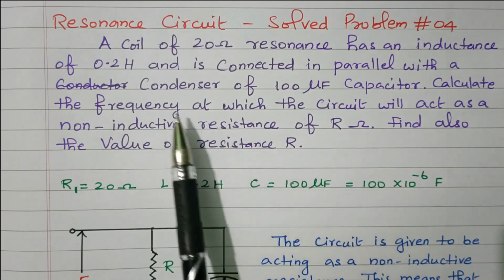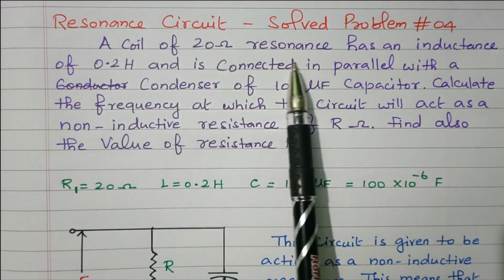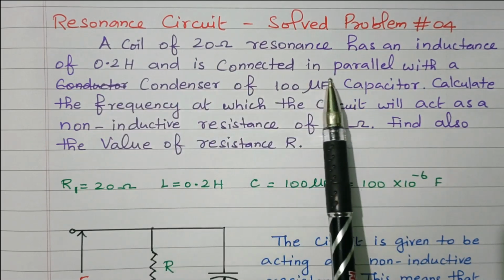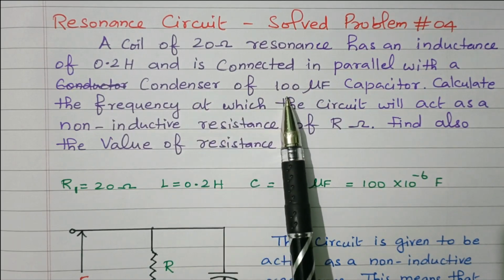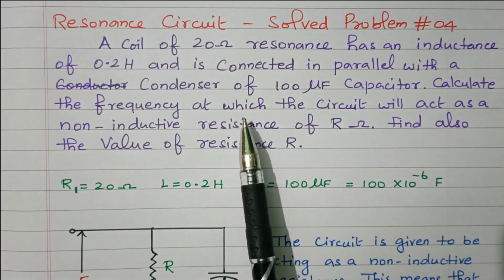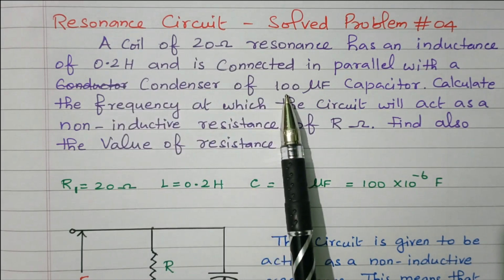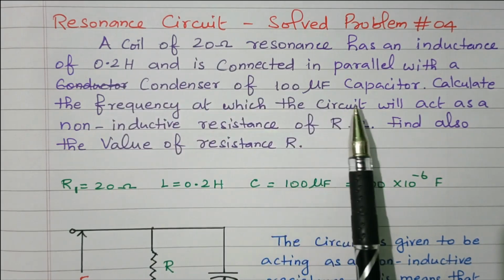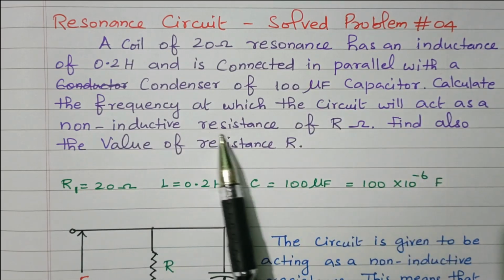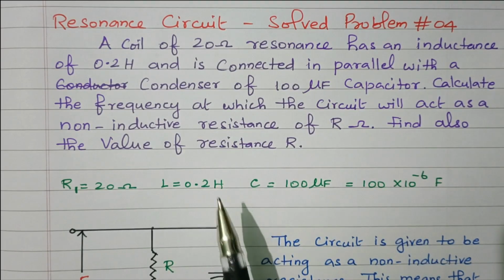Now we'll go to the topic. We'll see the statement of the problem. A coil of 20 ohm resistance and an inductance of 0.2 Henry is connected in parallel with a condenser of 100 microfarad capacitor. So one coil with 20 ohm resistor and 0.2 Henry is connected in parallel with the capacitor of 100 microfarad. Calculate the frequency at which the circuit acts as a non-inductive resistance of R ohm. Find also the value of the resistance.